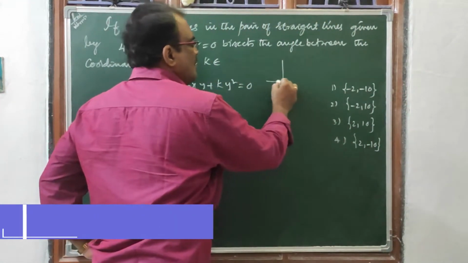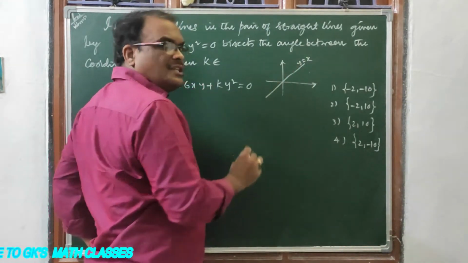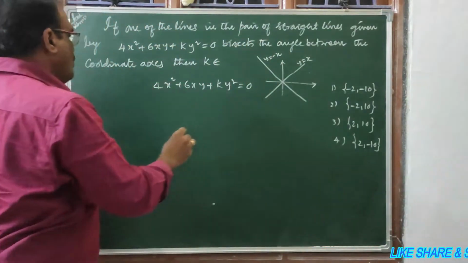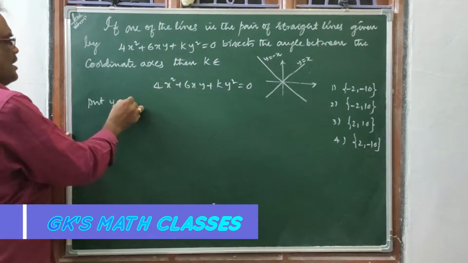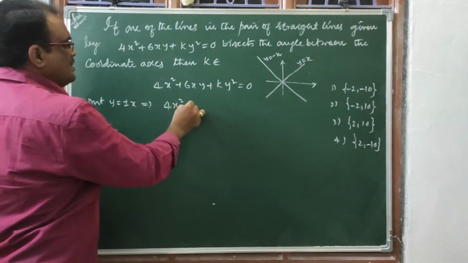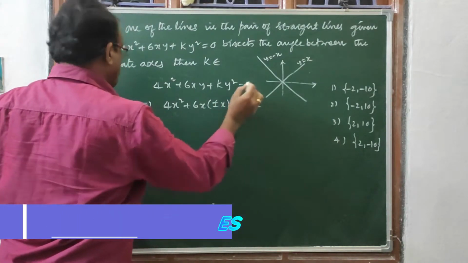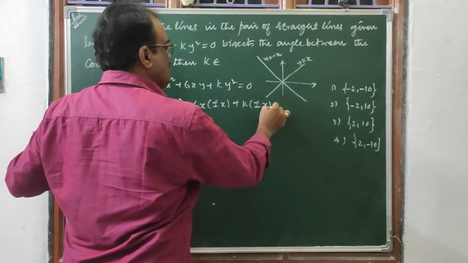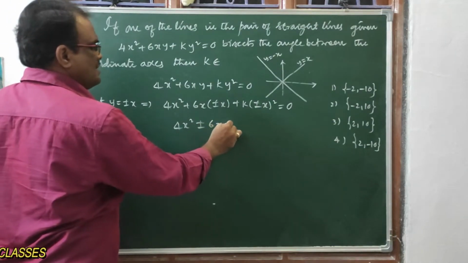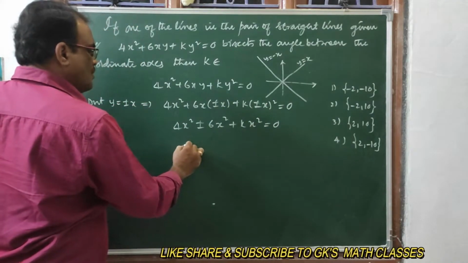If you see the figure, these are the angular bisectors between the x axis and y axis. This is y = x and another one is y = −x. So put y = ±x in the given equation. What happened? 4x² + 6x(±x) + k(±x)² = 0. So 4x² ± 6x² + kx² = 0. So x² is common.